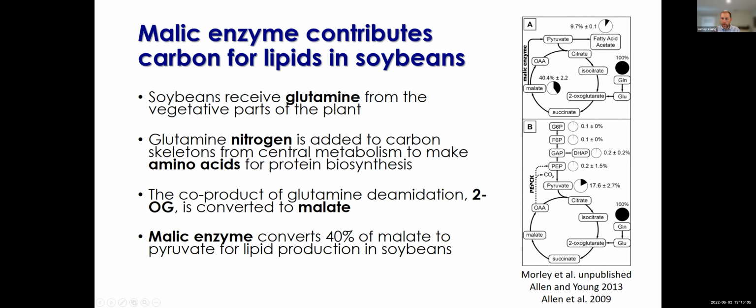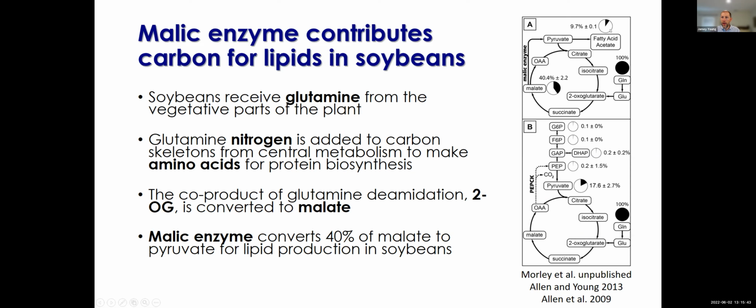And maybe a better picture of this is shown here, where the data are pointing to significant enrichment of malate from glutamine carbon. So about 40% of the malate is derived from glutamine. In addition to supplying a significant amount of carbon from the maternal plant through glutamine, a lot of the nitrogen, as we've seen for amino acid synthesis and protein, comes from glutamine.